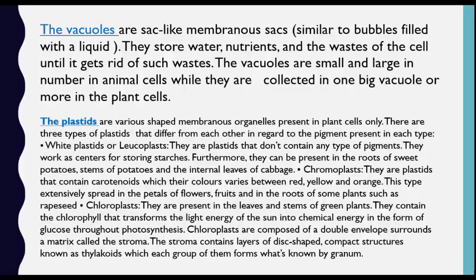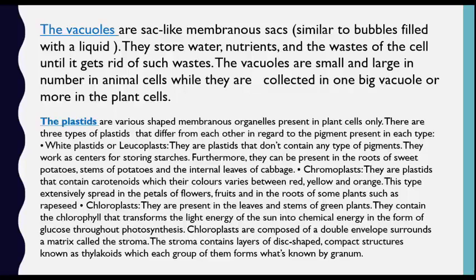The other kind is chromoplasts. Chromo means colored. They are plastids that contain carotenoids, whose colors vary between red, yellow, and orange. This type is extensively spread in the petals of flowers and fruits, and also in the roots of some plants such as grapeseed.